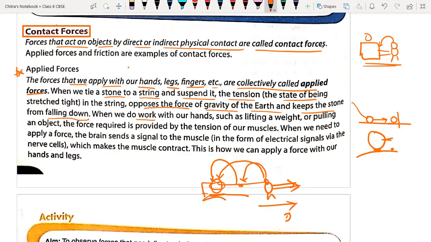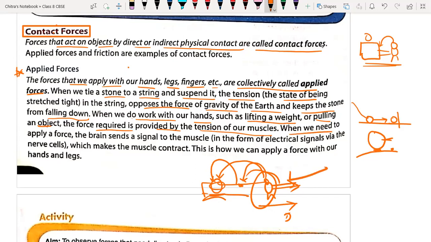When we do work with our hands, such as lifting a weight or pulling an object, here we are pulling the object, the force required is provided by the tension of our muscles. So in order to walk, or to apply force or push any object, we apply muscle force with direct contact or indirect contact, like in the examples we already went through.